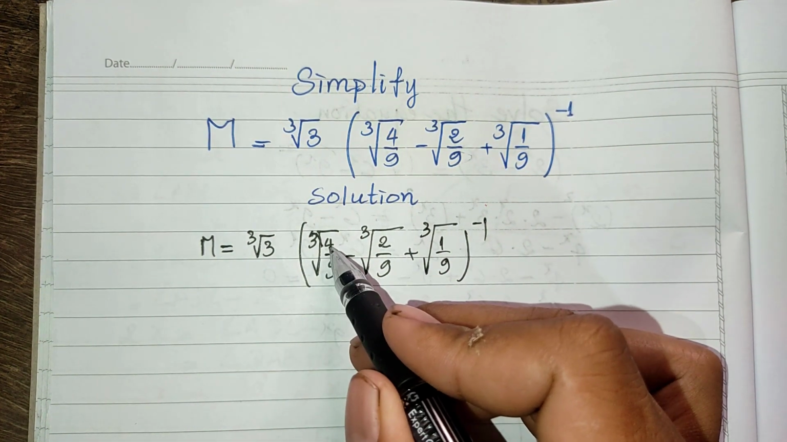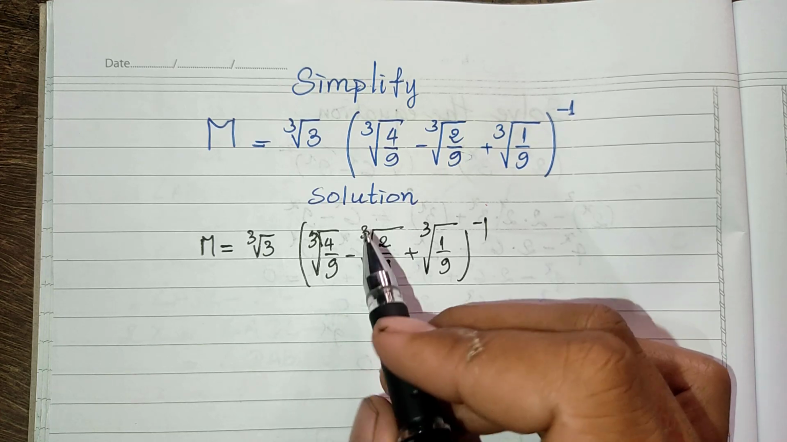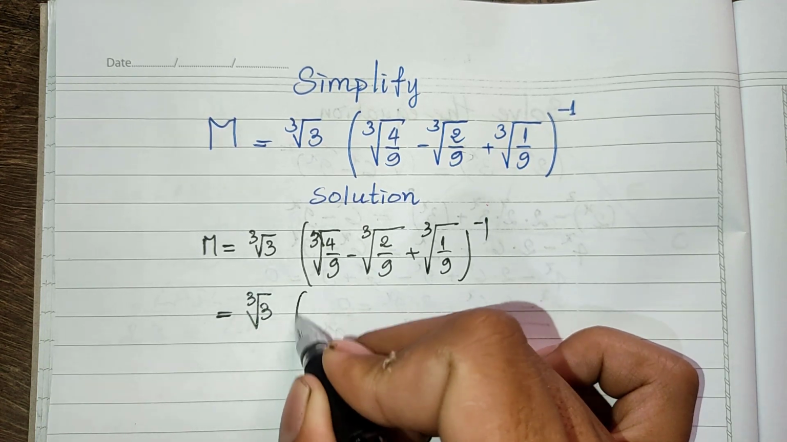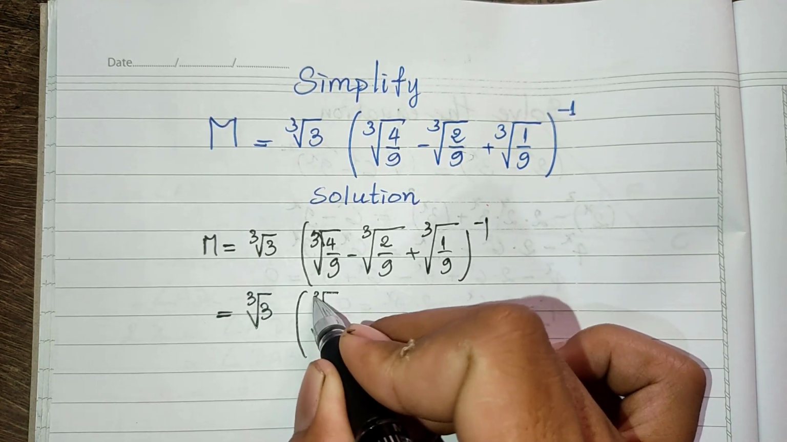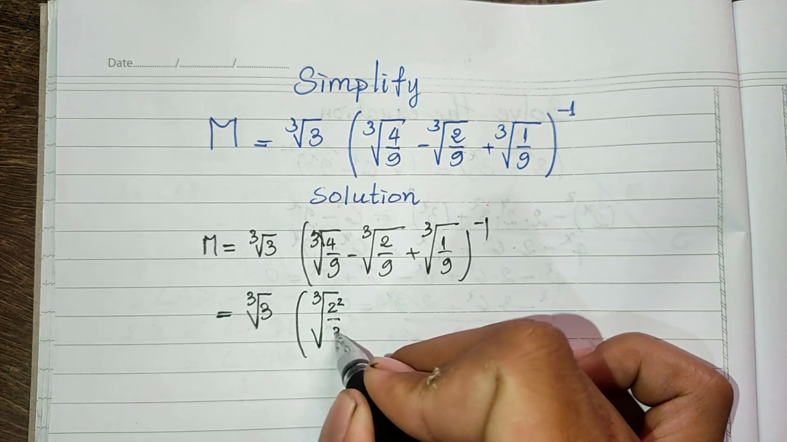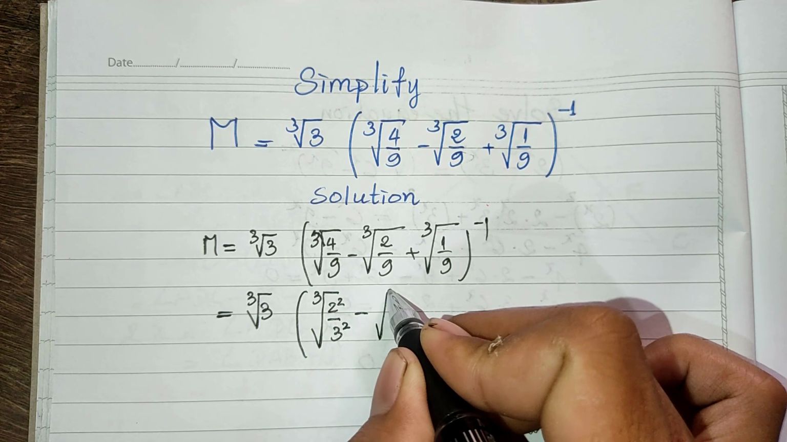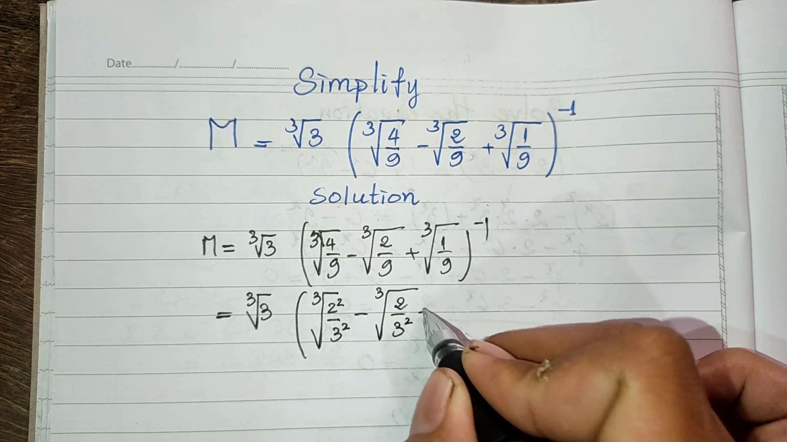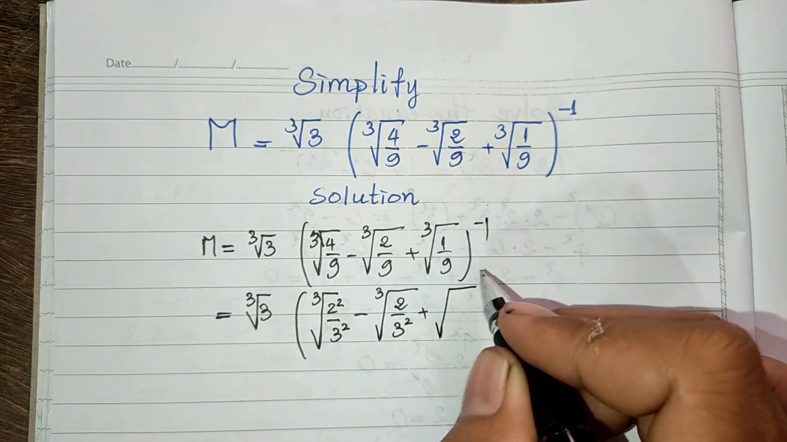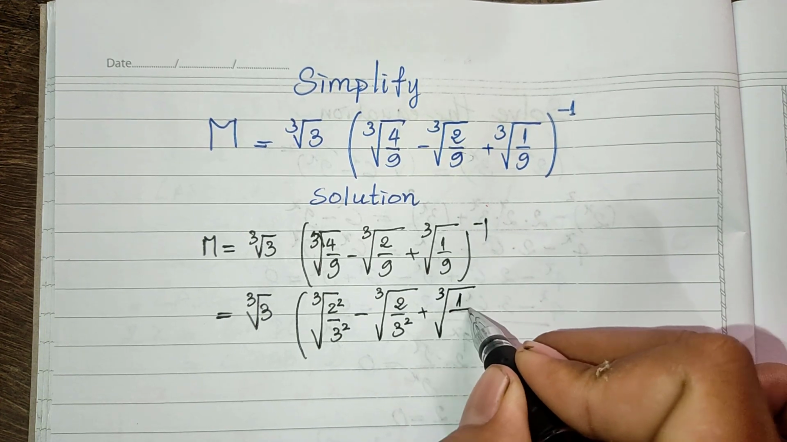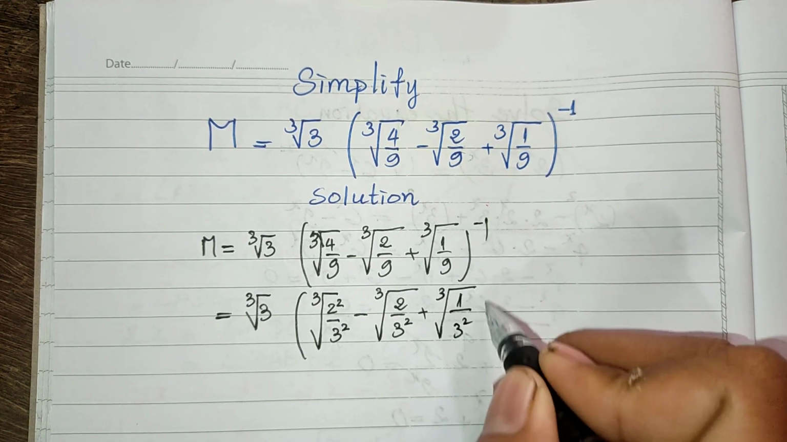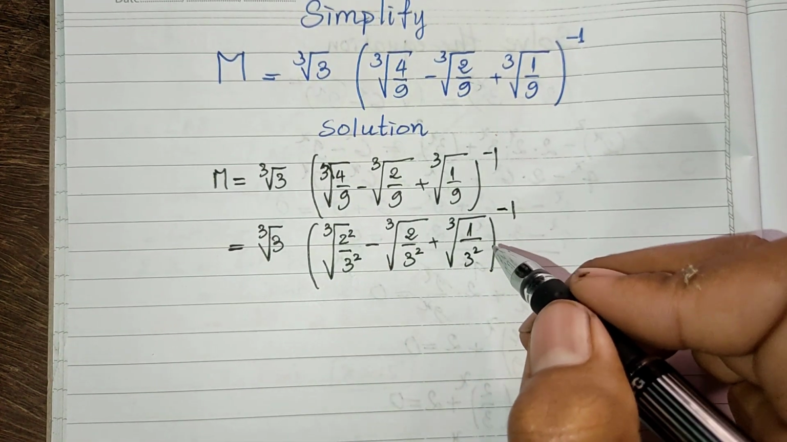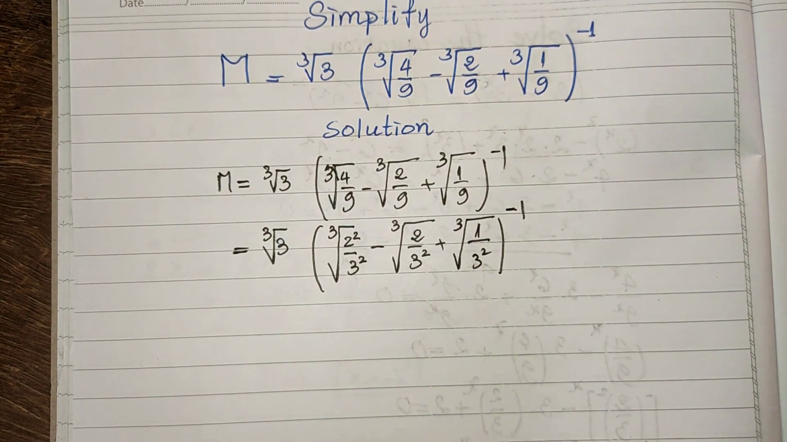That is, 4 is equal to 2 squared and 9 equals 3 squared. So I can write cube root of 3 multiplied by the cube root of 2 squared divided by 3 squared, minus the cube root of 2 divided by 3 squared, plus the cube root of 1 divided by 3 squared, and the power is minus 1. Okay, now we use the formula.